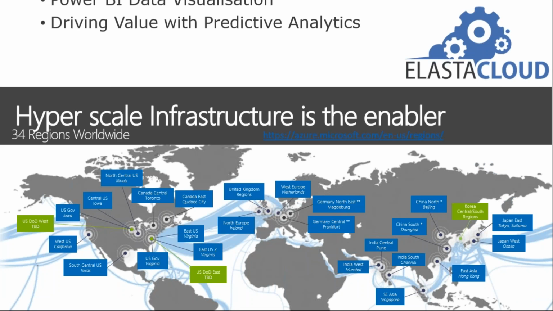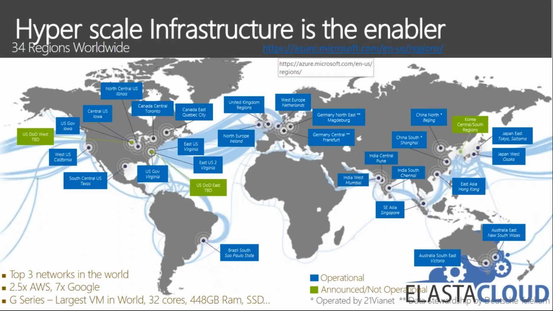Okay, so looking at Azure as a whole, this is taking an enormous amount of focus from Microsoft, and a very significant amount of investment from them. Now, it's actually become one of the top 3 networks in the world, and it's 2.5 times the size of Amazon's AWS platform and 7 times the size of Google. It actually hosts and holds the largest virtual machine in the world, comprising 32 cores, 448 gigs. So we're talking about enormous scalability now.